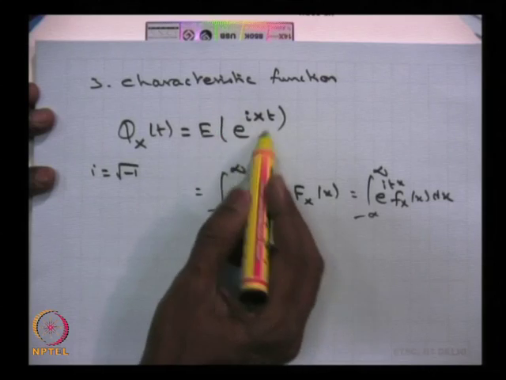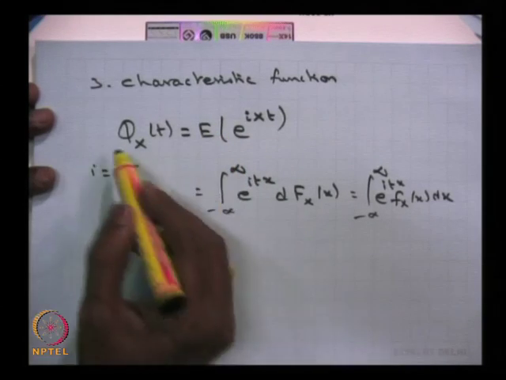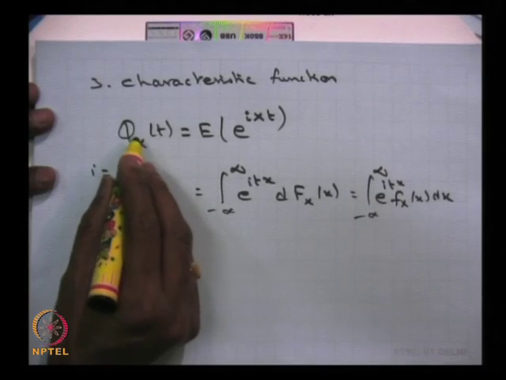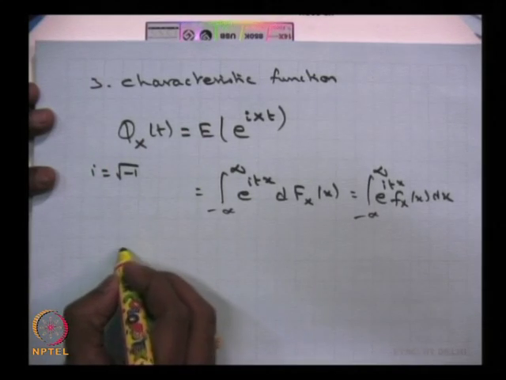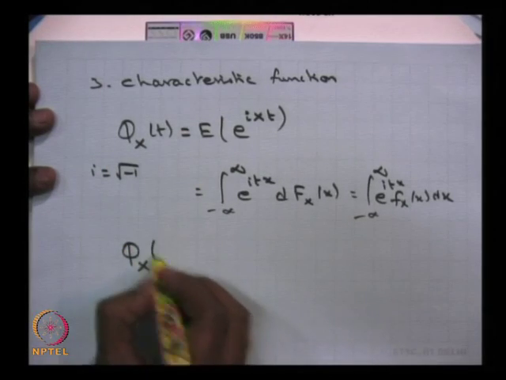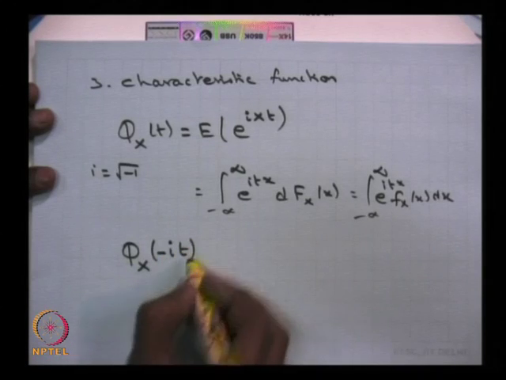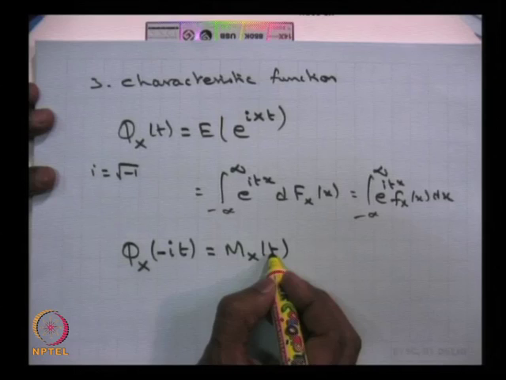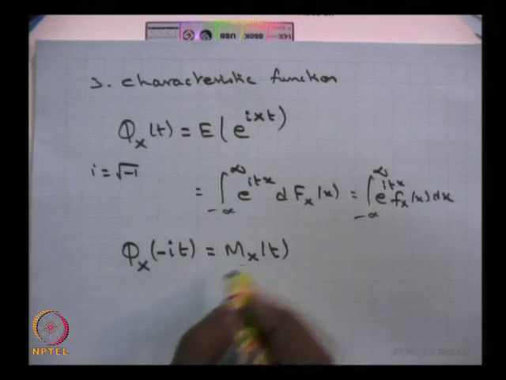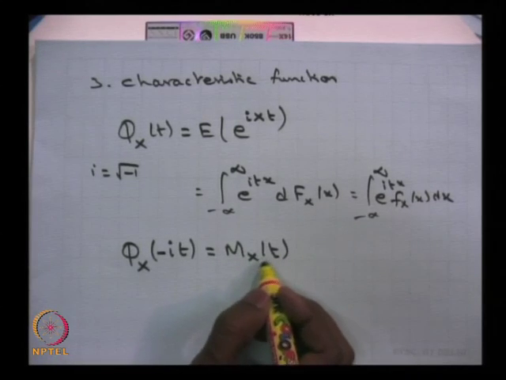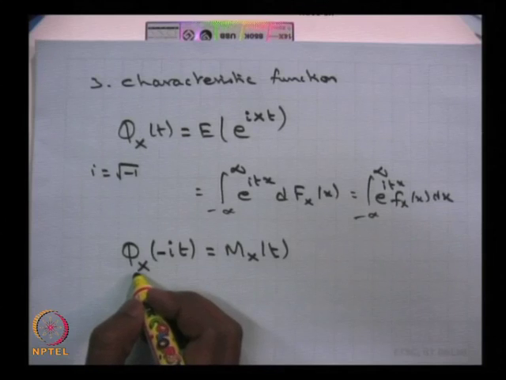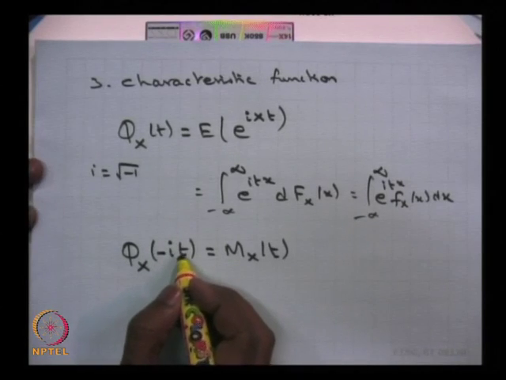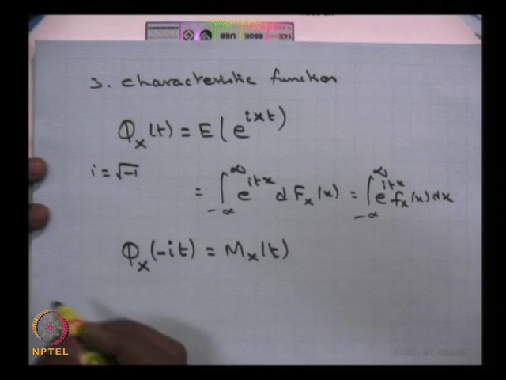Therefore, the MGF may exist or may not exist for some random variables, and I can relate the characteristic function with the MGF in the form psi X of minus i times t, which is the same as the MGF of the random variable at t. That means the MGF of the random variable X is the same as the characteristic function at minus i times t, where i is the complex quantity.